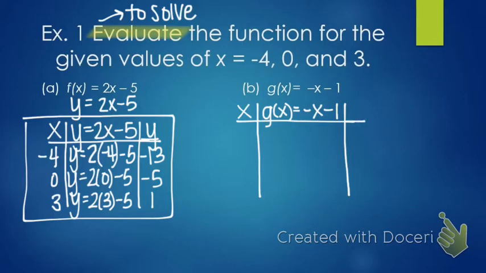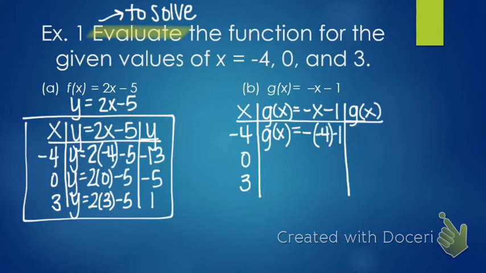Not just g. G of x. All right, we kept the g of x, so we're keeping it in the chart. Again, g of x is the same thing as what variable? Y. All right, now same 3 x values, negative 4, 0, and 3. So we have g of x. Now this is what I'm talking about. There's already a negative in the function. Keep it and then plug in negative 4.